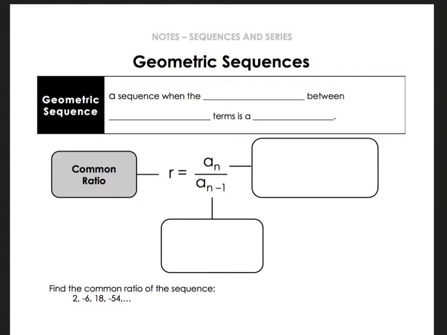So here we go. On the first page, we're just going to talk about what is a geometric sequence and what is the common ratio. And that's really what makes this sequence geometric, when it has a common ratio. So let's get into it.